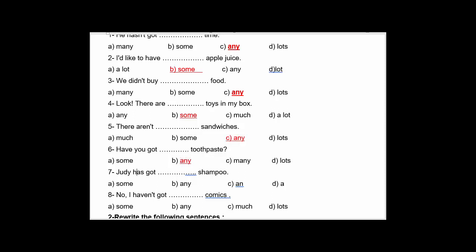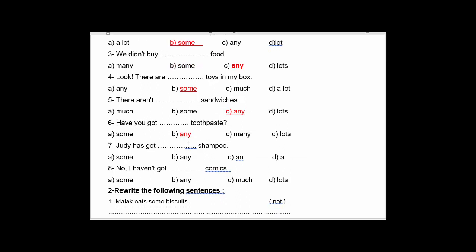Number 7. Judy has got space shampoo. Some, any, an, a. This is an affirmative sentence, not negative, not a question. So we have to use some. Excellent. Judy has got some shampoo.